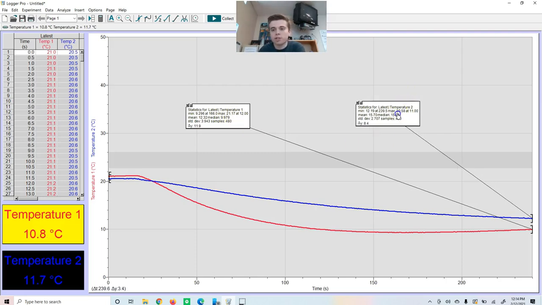If we look at temperature probe 2, that represents the heptane. Our minimum temperature, which we'll record as T2, is going to be 12.19. And then our maximum temperature is going to be 20.58, which is what we record under T1.